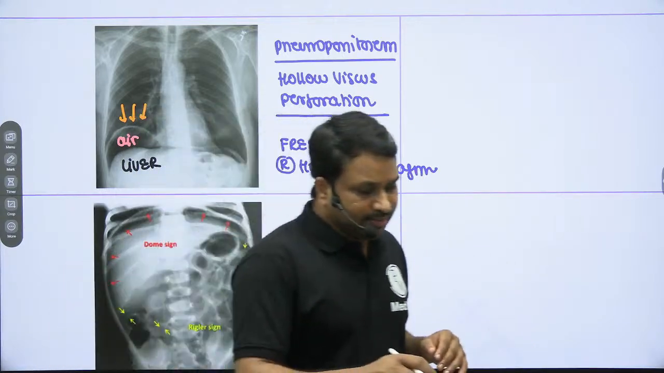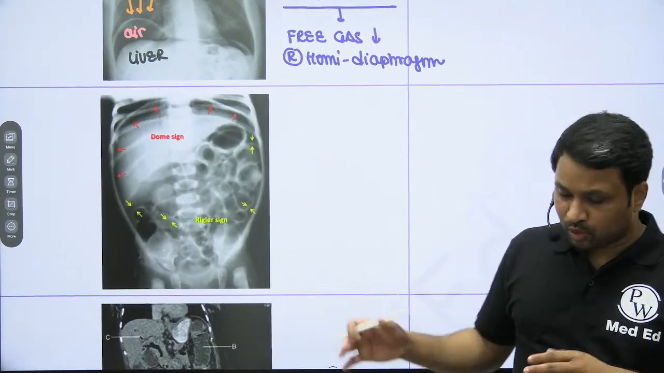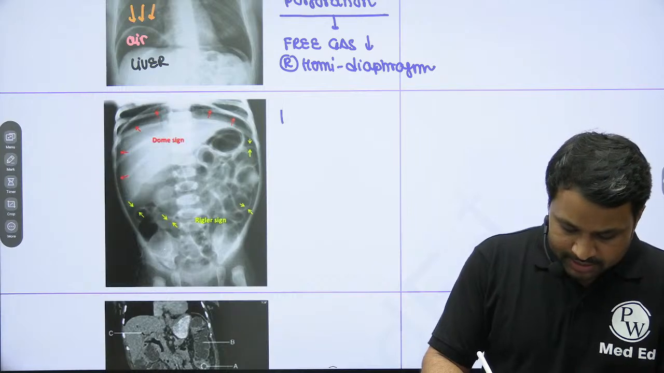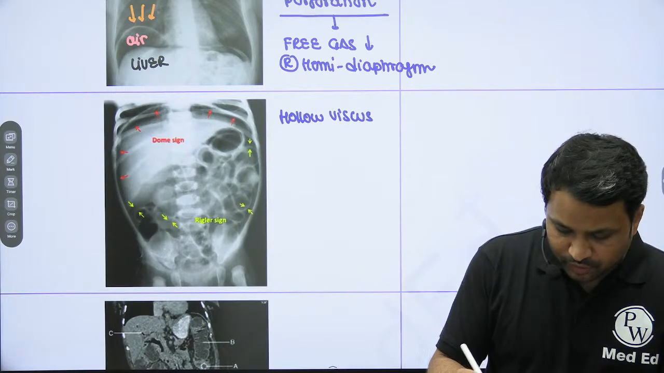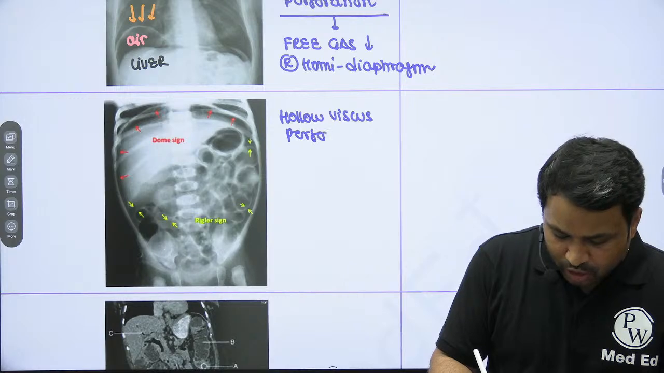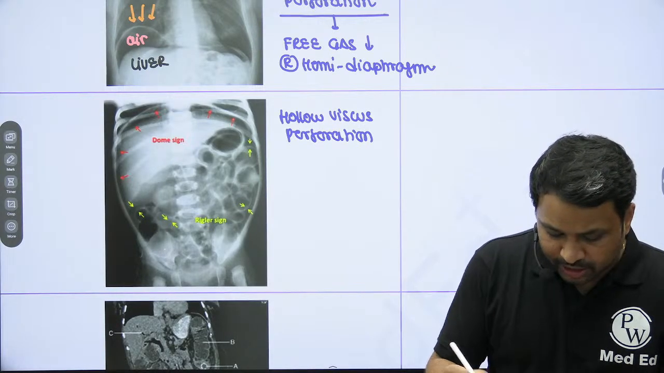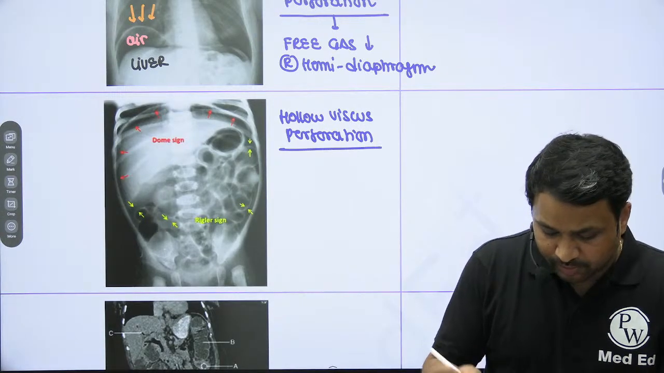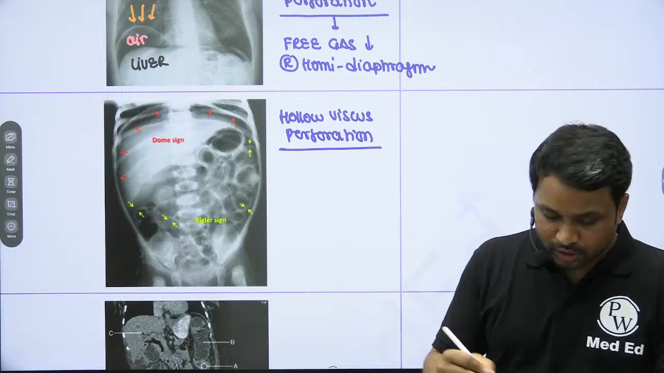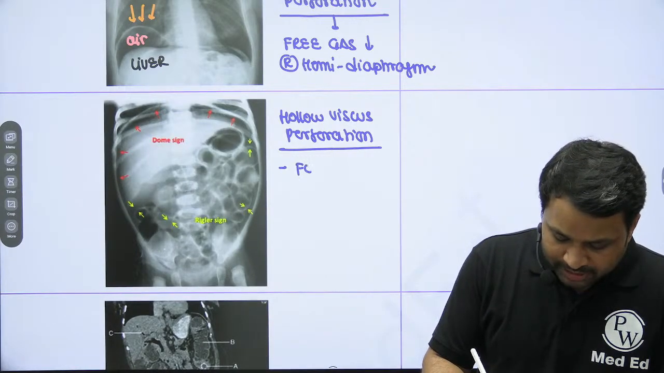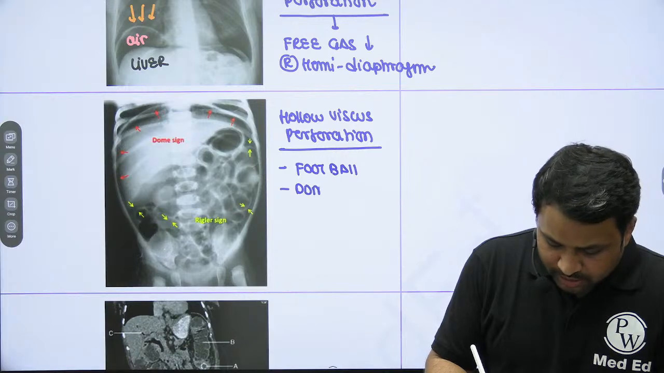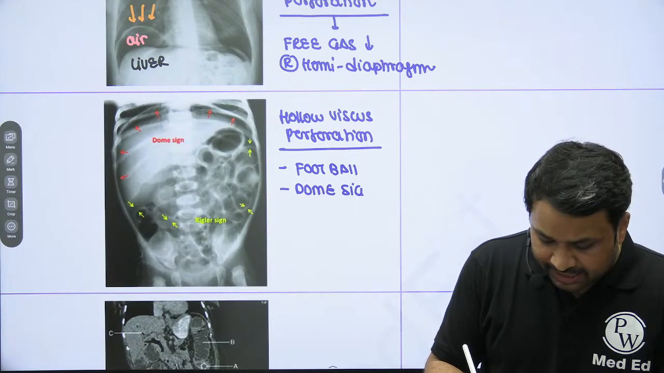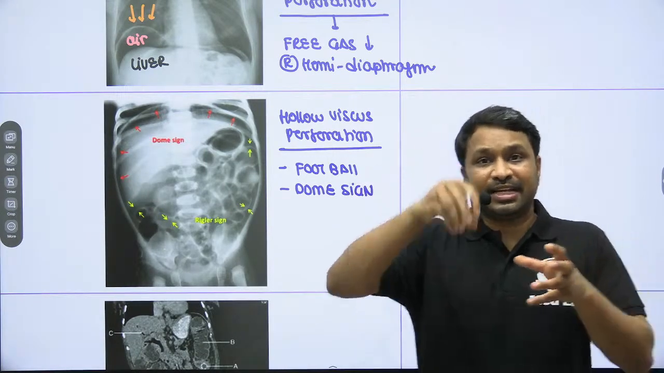Okay. Same hollow viscus perforation, when the gas becomes larger, this is also the X-ray of a hollow viscus perforation. So what do you see? If it is long standing, the patient is not getting treatment, the entire abdomen is going to fill up with air. It looks like a football, no? It is also called the football sign. It is also called the dome sign. Now see, in an X-ray I can see air. So if the air is inside the bowel, I'll only see the air.